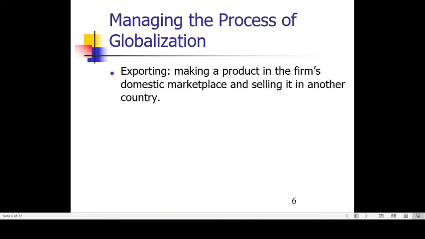Exporting, okay? When you say exporting, it is making a product in a firm's domestic marketplace and selling it to another country. Example, no? Philippines, nag-export tayo ng mga seafood sa Japan, no? This is the process wherein yung product natin, hindi lang natin ibinibenta domestically, nationally sa Pilipinas, inilalabas din natin siya sa ibang bansa.